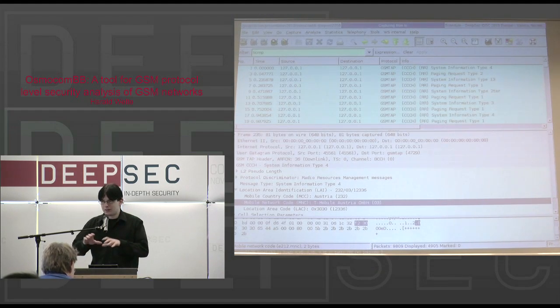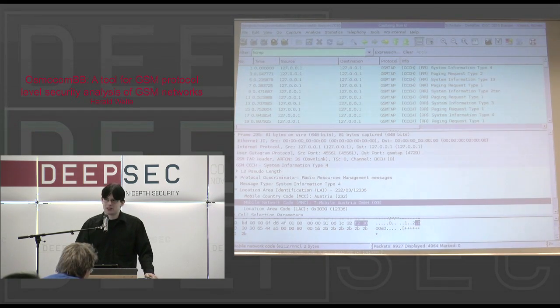For the development team that's behind OsmocomBB and OpenBSC, the primary goal now is to have a 3G network side, to implement the network side. The telephone side is sort of nice to have, but nobody's really working on this.